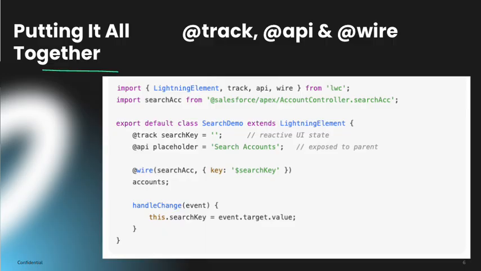To wrap up, use track for objects and arrays when updating nested values. Use API to expose properties and methods to the parent. Use @wire to pull Salesforce data reactively. Master these three decorators, and you'll understand how LWC really works under the hood.